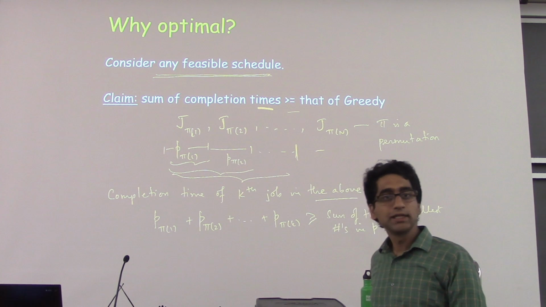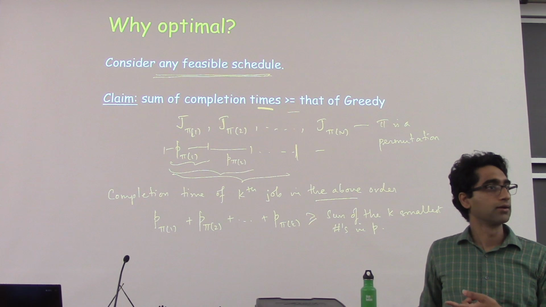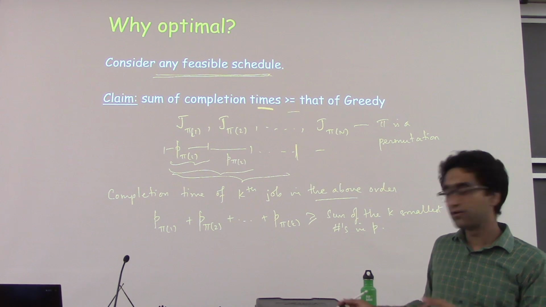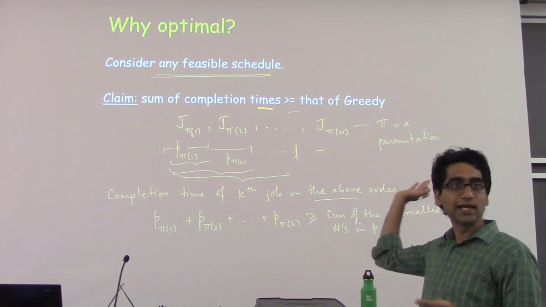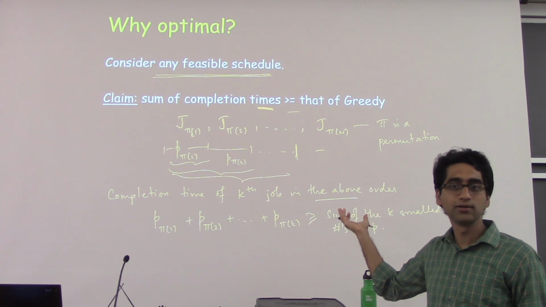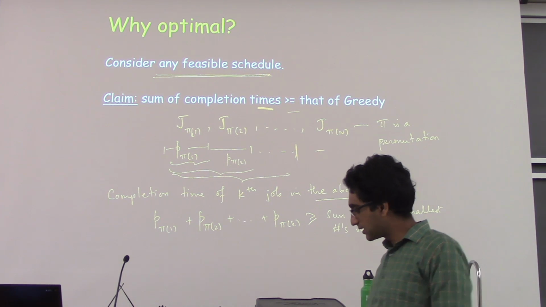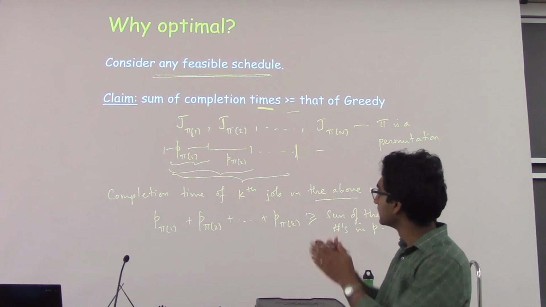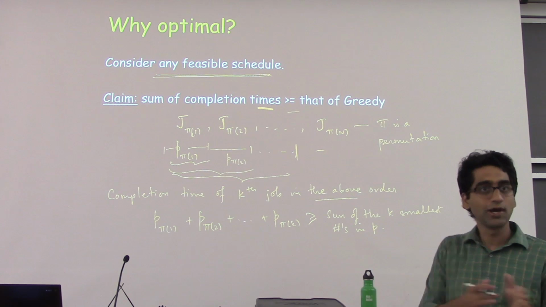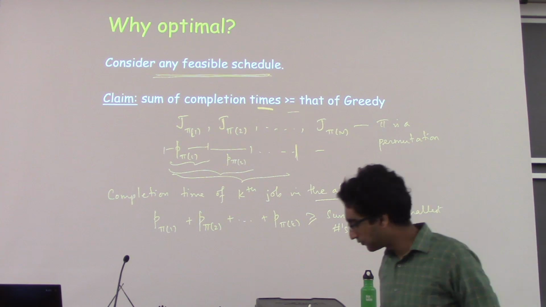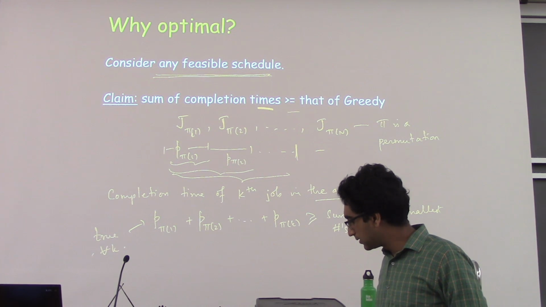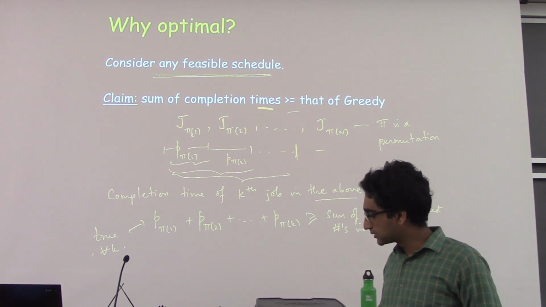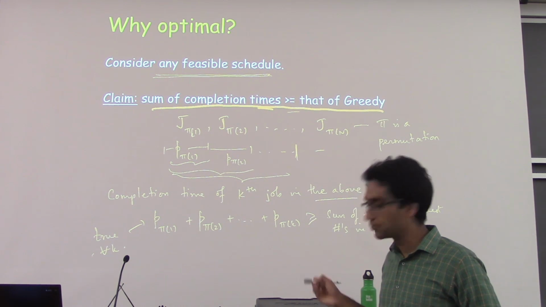Okay. But this is exactly the price that greedy is paying. So for greedy to complete the kth job, it's just paying the price of the sum of the k smallest things. So in particular for the kth job you have this, and in general you have this. So you have this for every k. This is true for all k. And that's it. So this is why the sum of completion times is bigger than or equal to what it is for greedy.